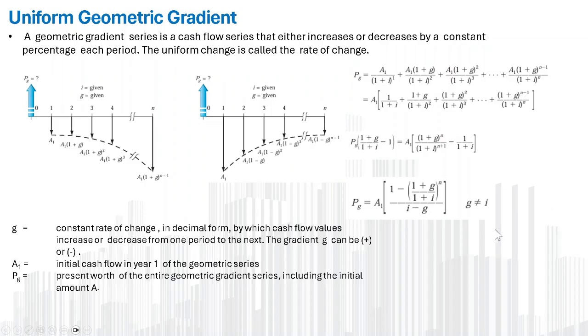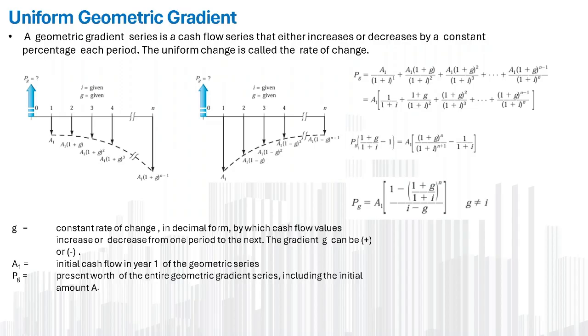Whereby yung formula natin dito is, in this particular case, our growth rate is not equal to our interest rate. Okay? So makikita niyo yung definition of terms. Dito yung constant rate of change, whether increasing siya or decreasing. So that's it. Yung constant rate of change from the first payment period in decimal form, by which the cash flow values could either increase or decrease, and the gradient can be positive or negative.